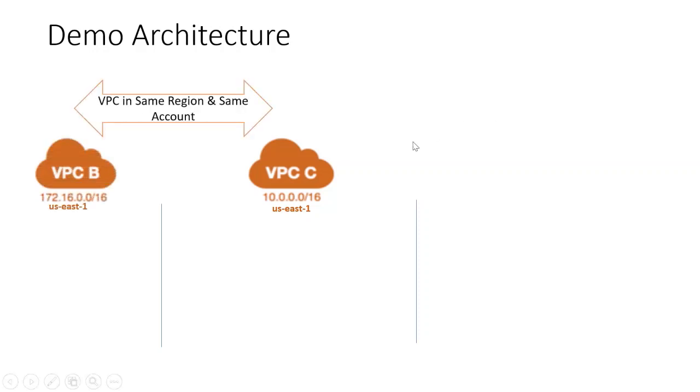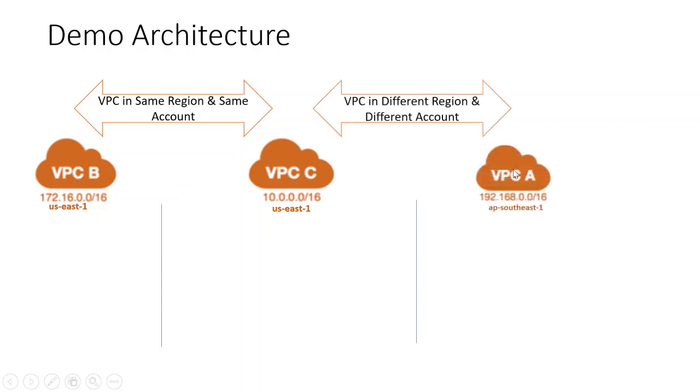Now let's see the demo architecture which I have used for this demonstration. First of all, we have a VPC in the US East 1 region with a range of 10.0.0.0/16, and then we have a different VPC in the same region with a different IP range. So these are the two VPCs which are in the same region and belong to the same account. Then I have a different VPC which belongs to a different region as well as a different account. So we have three VPCs. I have already set them up for this demonstration to save some time.